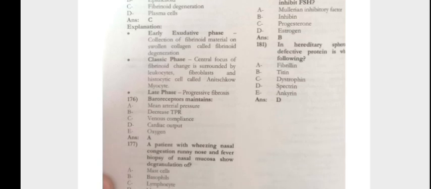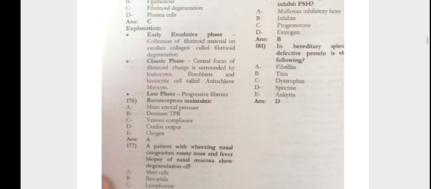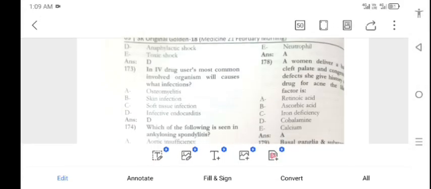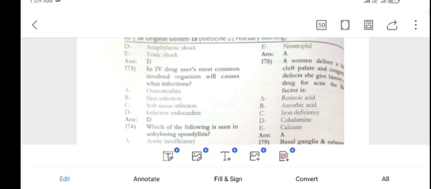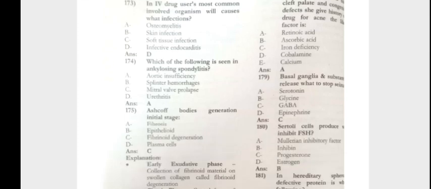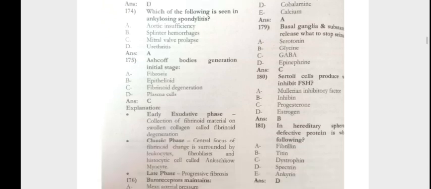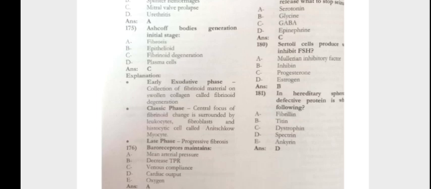The baroreceptors maintain mean arterial pressure. The patient has wheezing, nasal congestion, runny nose, and fever. Biopsy of the nasal mucosa shows degranulation of the mast cells. Next, a woman delivers a baby with cleft palate and congenital defects. The drug most likely leading to this is retinoic acid. The basal ganglia, substantia nigra. To stop the seizures, that is GABA. Ketoconazole inhibits which to inhibit FSH? That is inhibin. Hereditary spherocytosis is a defective protein.